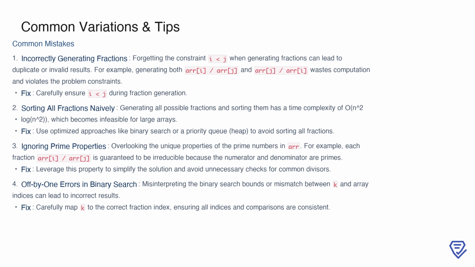Additionally, don't overlook the properties of prime numbers in the array. Each fraction arr[i]/arr[j] is guaranteed to be irreducible because both the numerator and denominator are prime. This means you can skip checks for reducing fractions, simplifying your solution. Finally, watch out for off-by-one errors in binary search. Misinterpreting the bounds or mismatching the k-value with array indices can easily lead to wrong results. Always double-check how you map k to the correct fraction index and ensure consistency in your comparisons.